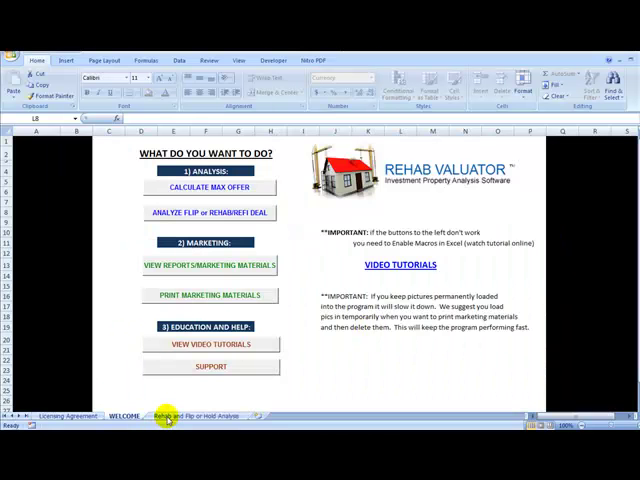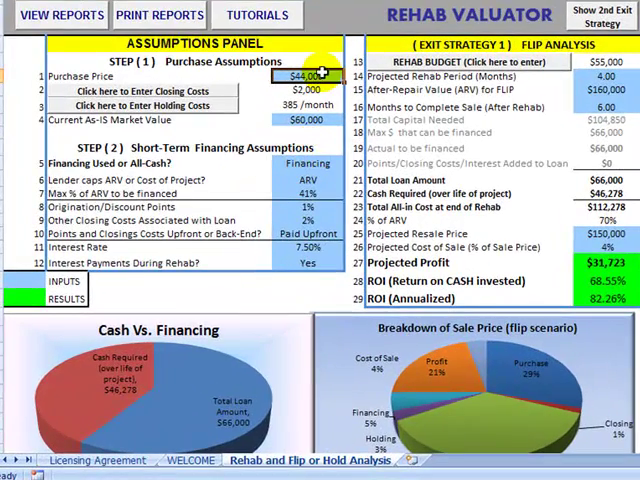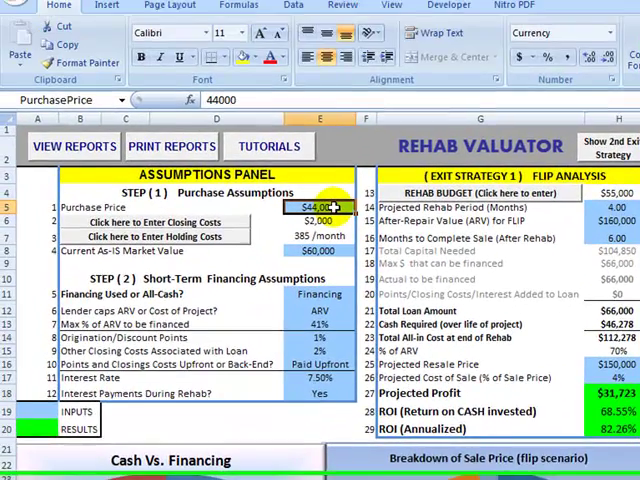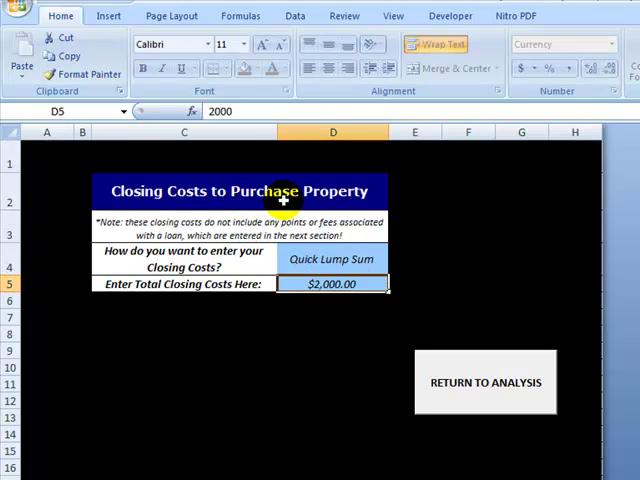When I ran the numbers on this deal, I ended up negotiating the price down to $44,000. And just for analysis's sake, if I'm doing a cash deal, I'm usually putting closing costs around $1,500 to $2,000.